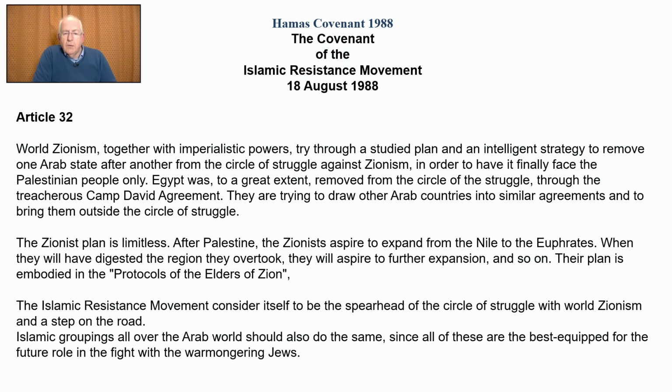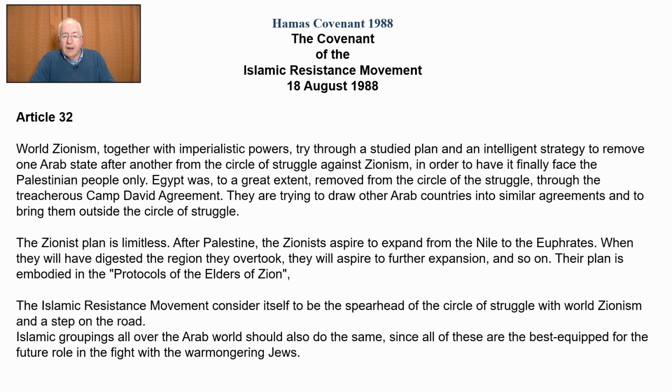Article 32: "World Zionism, together with the imperialistic powers, try through a studied plan and intelligent strategy to remove one Arab state after another from the circle of struggle against Zionism, in order to have it finally face the Palestinian people only. Egypt was, to a greater extent, removed from the circle of the struggle through the treacherous Camp David agreement. They are trying to draw other Arab countries into similar agreements and to bring them outside the circle of the struggle. The Zionist plan is limitless. After Palestine, the Zionists aspire to expand from the Nile to the Euphrates. When they have digested the region they overtook, they will aspire to further expansion and so on. Their plan is embodied in the Protocols of the Elders of Zion."